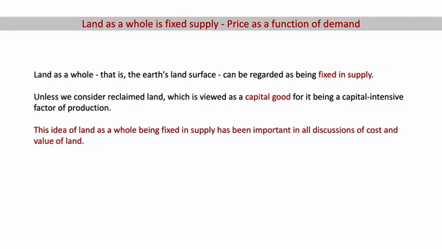Unless we consider reclaimed land, which is viewed as a capital good and not as land per se, because it is very capital intensive to produce that land. So it becomes a capital good rather than land, which is often considered as supplied or provided by nature. So the idea of land as a whole being fixed in supply is important in all discussions of cost and value of land. And we will try to understand this concept of supply being fixed in more detail before we start discussing the demand.